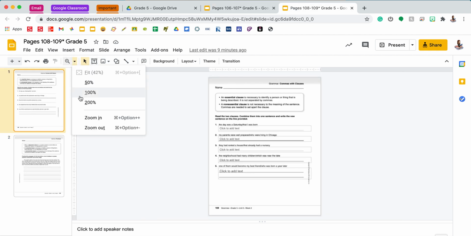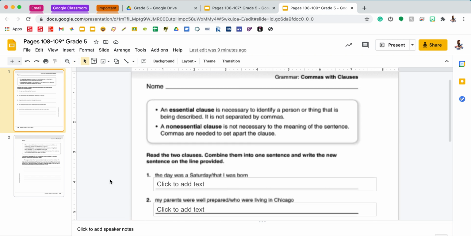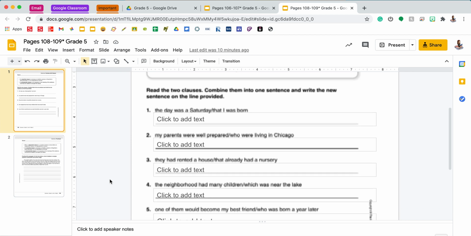Your next page is page 108, and on this page, I'm looking at commas with clauses. So an essential clause is necessary to identify a person, place, or thing that is being described. It is not separated by commas. A non-essential clause is not necessary to the meaning of the sentence. Therefore, commas are needed to set apart the clause. We're going to read the two clauses and combine them into one sentence and write the sentence on the line provided. Let's look at two of these together.